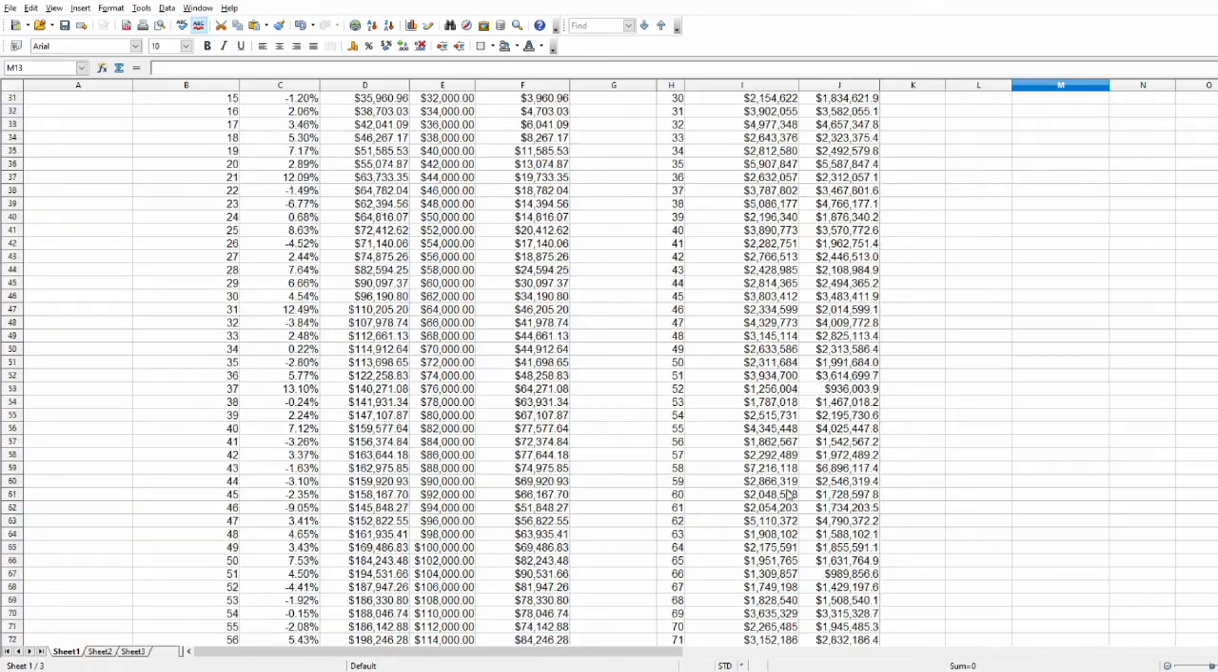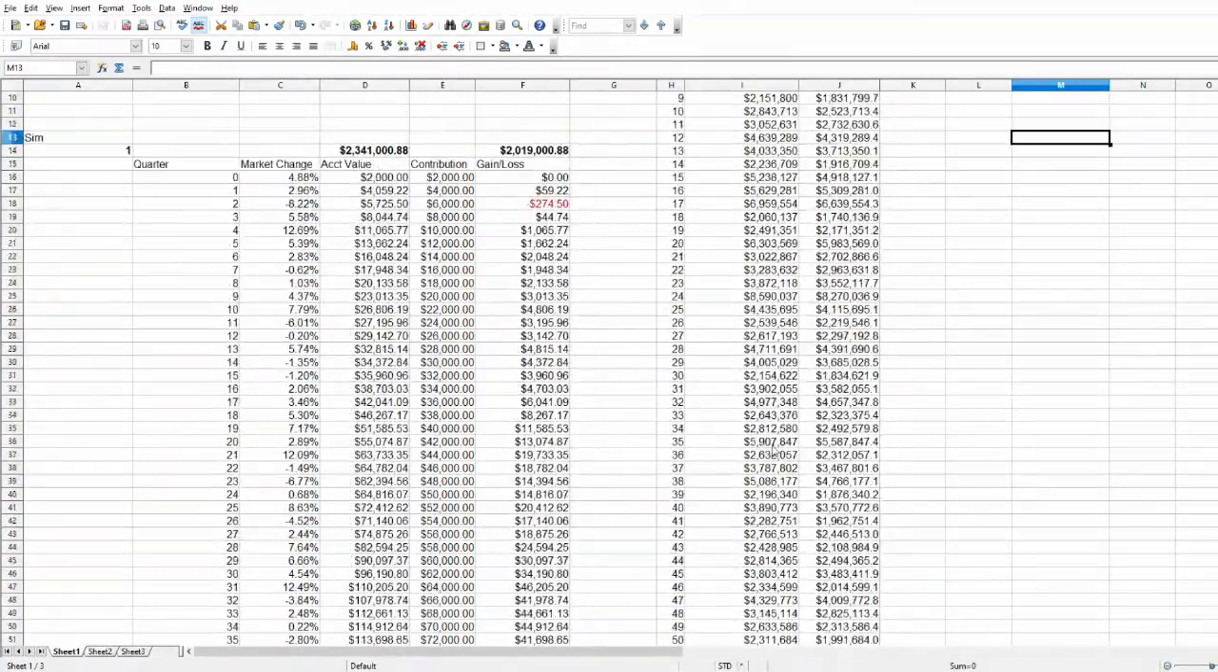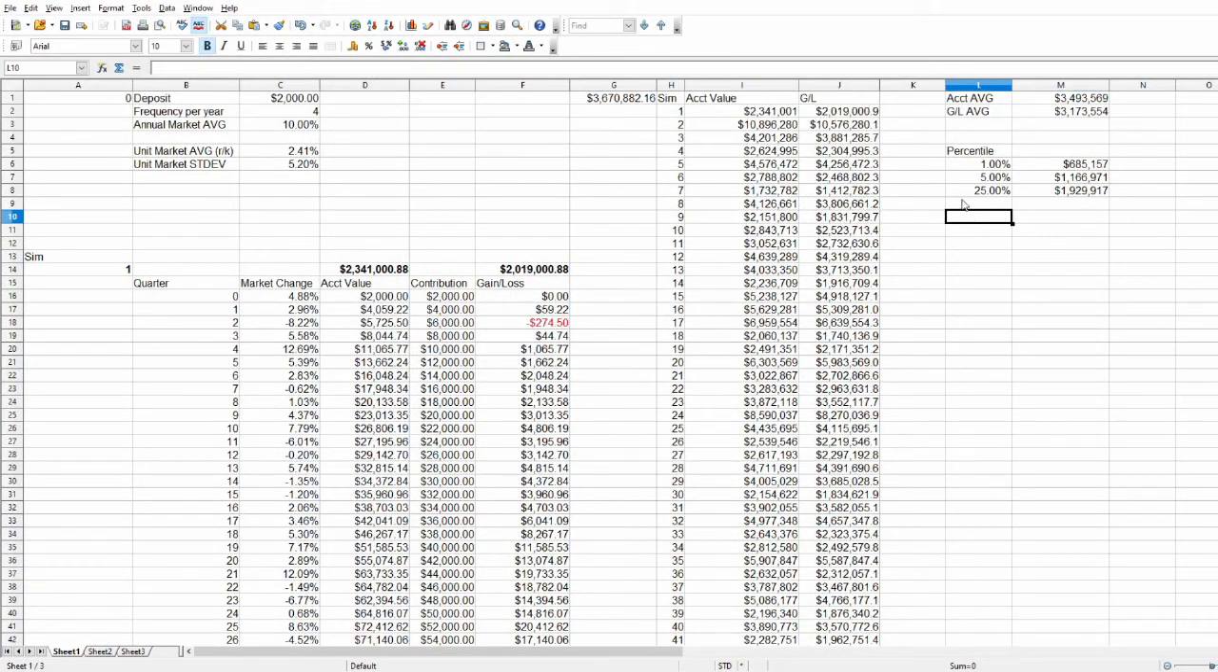Now, 129 isn't a very good number of simulations. I mean, usually you want to do 1,000, 10,000 simulations of this. This is just getting a feel for what we're doing. On average, and that's the thing, on average, we're going to make $3.2 million.